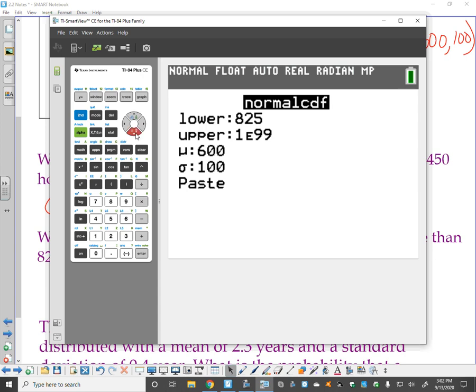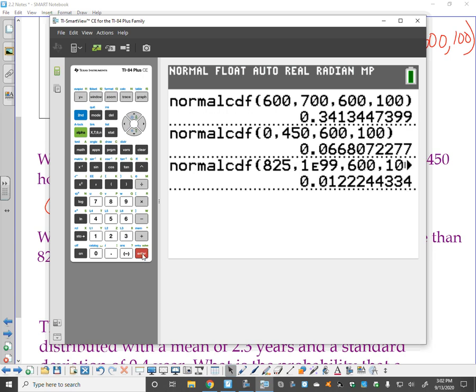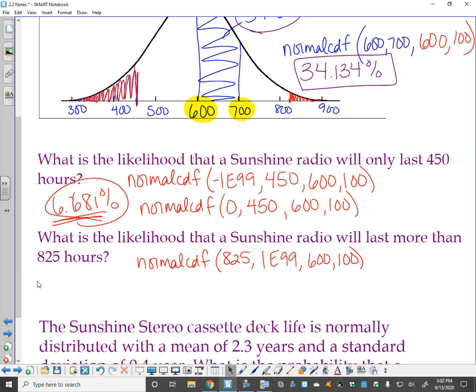My 600 and my 100 are staying put. I'm going to hit paste. Again, I'm looking for a small probability. And I got 1.222. So there is just over 1% probability that this Sunshine Radio is going to last longer than 825 hours.